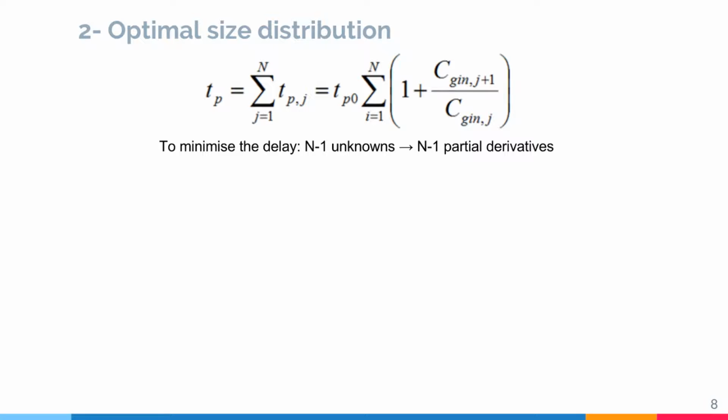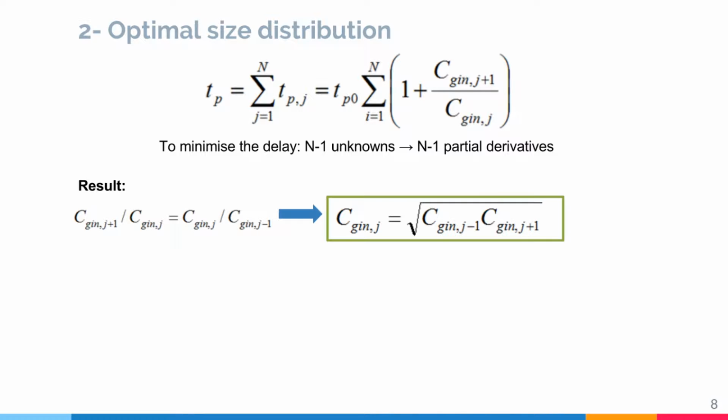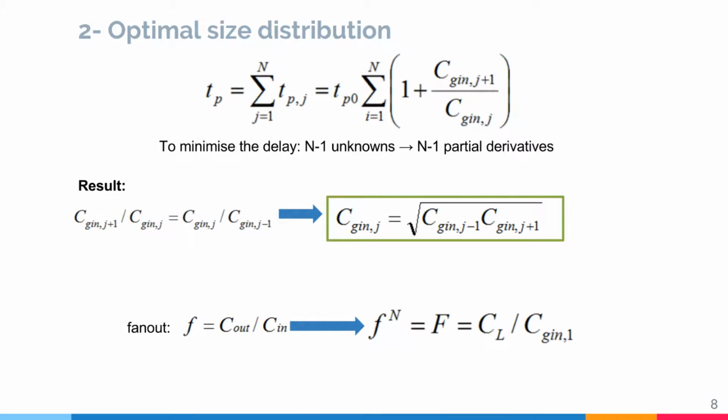To optimize it, we have to do n-1 partial derivatives. The result is the following. This leads us to the next expression. We get a fan-out for each inverter. All these fan-outs are the same value due to the equation in the green square that we found before. So if we simply multiply all the fan-outs, we get the following result. Then we get this capital F value that we are going to use in the next slide.